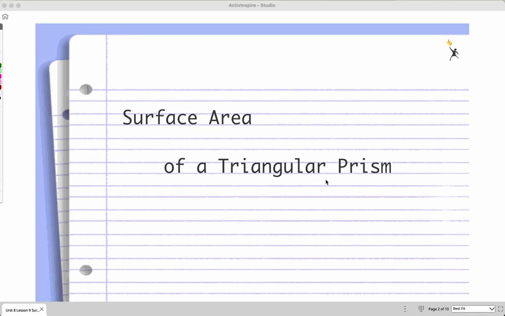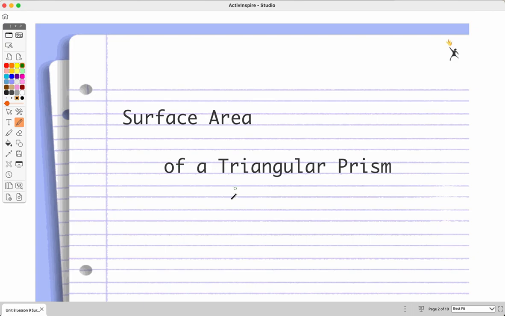Let's get started. Let's take a look at how to find surface area of a triangular prism. Now, we talked about surface area yesterday, and we've talked about nets in the past. So let's take a look at how we find the surface area of a triangular prism.